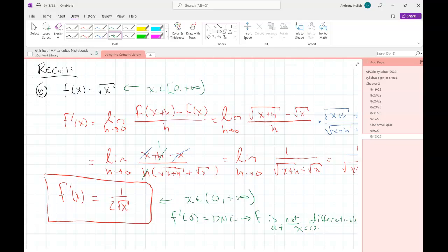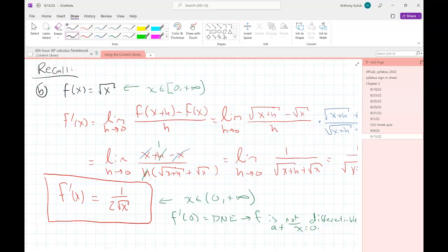That's all we're saying. When we talk about being differentiable, it means that I can find the derivative at that point. Or if we're talking about differentiable on an interval, then it means I can find the derivative at all the points on that interval. Does that feel good?